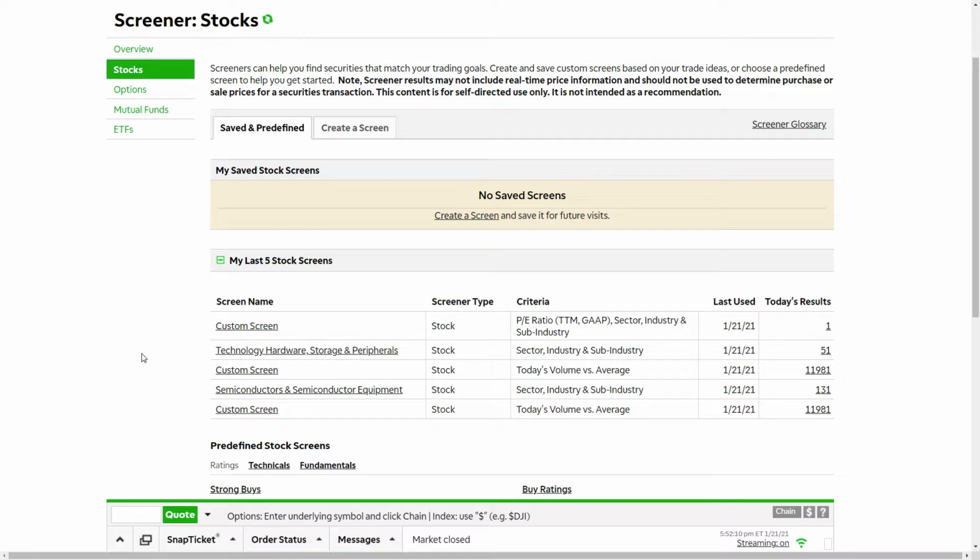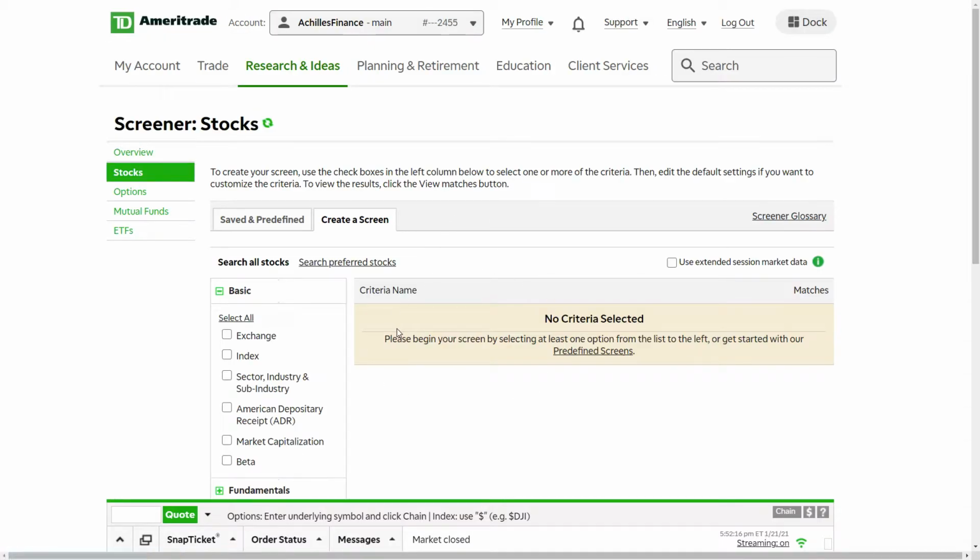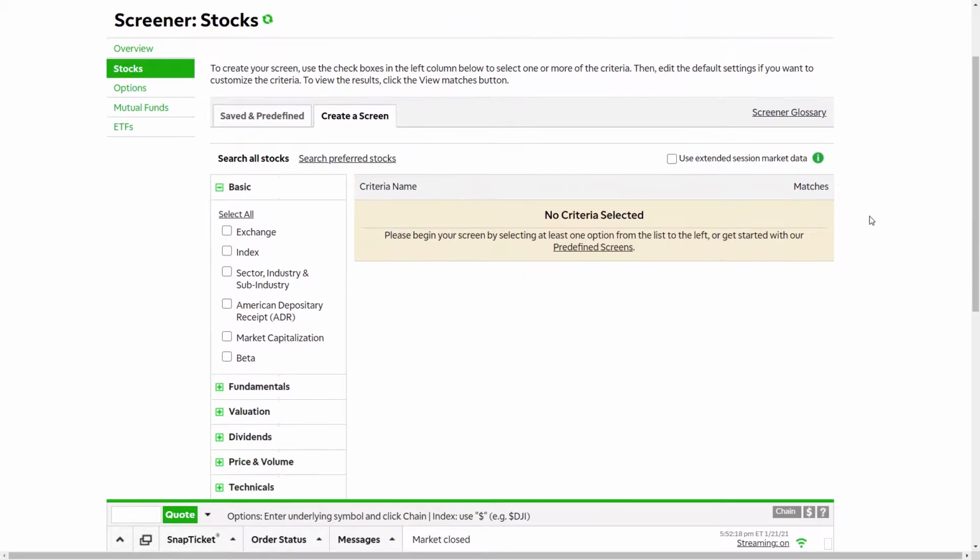One of the ways that I would do that, and I'll do this live on screen, is if we're going to create a screen, what are we looking for, what are we trying to build? Generally speaking, I am going to be searching for fundamental values. So how well is the company performing?